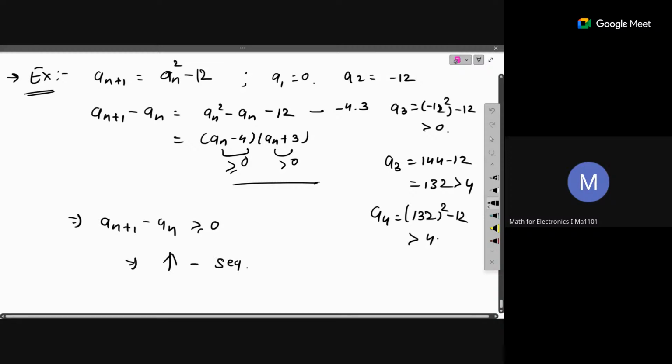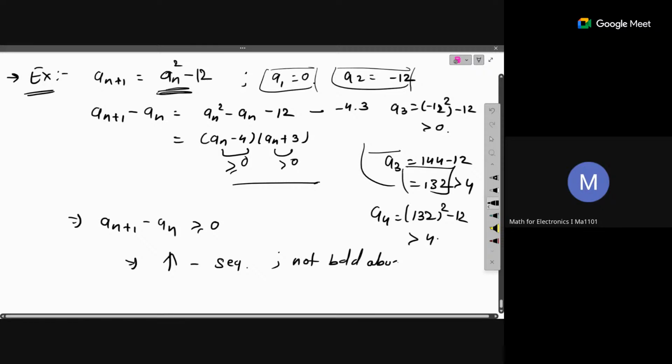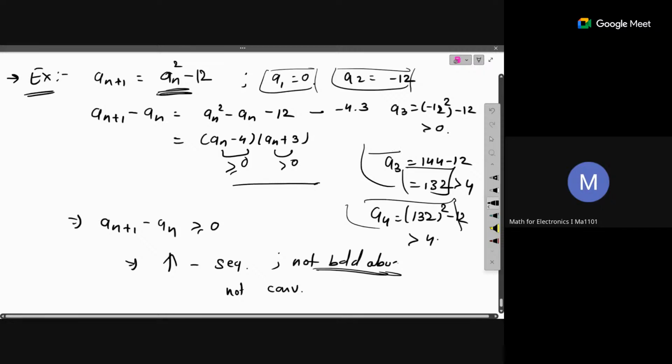Now what about the bounded above or bounded below property? It is actually not bounded above. Why is it not bounded above? Because if you look at the terms, we are growing faster and faster. a1 is 0, a2 is minus 12, which is less than 0, but a3 is 132, which is far away from a2, and a4 is again a big quantity. So that's why it is not bounded, which means it is not a convergent sequence. So it is not that good an example of MCT, but yeah.